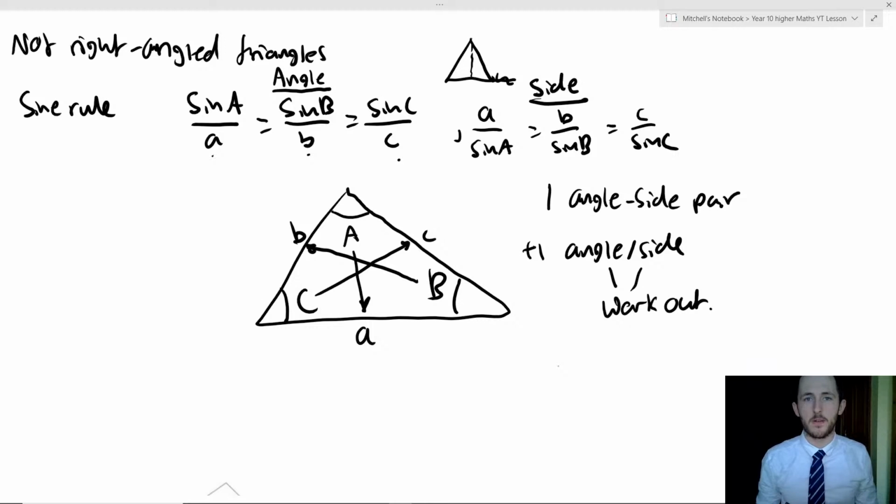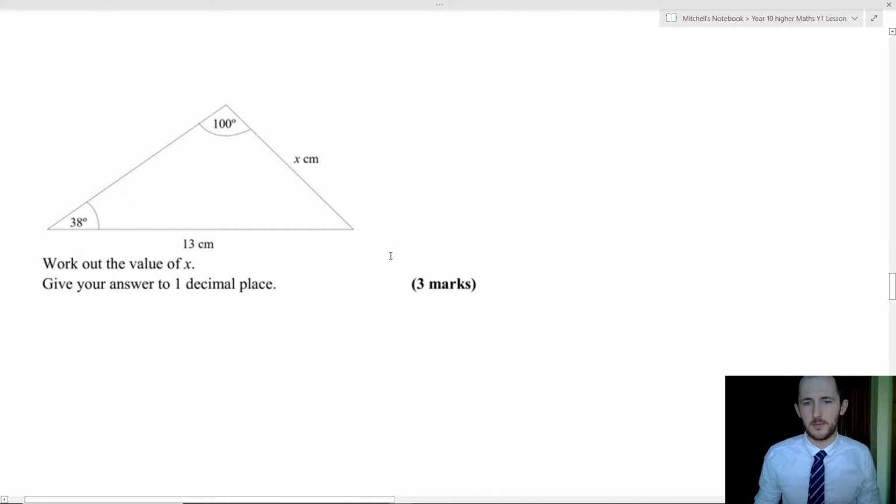And you want to work out what one of those is. So if they give you the angle, you're trying to work out the side. If you're trying to work out the side, you'll get given the angle. But other than that, you need one pair: an angle that is opposite a side, both of which you know. Then you want either an angle or a side, and you want to work out the opposite one. So let's go through an example. Okay, so I'm looking at this. Now, I do have a pair.